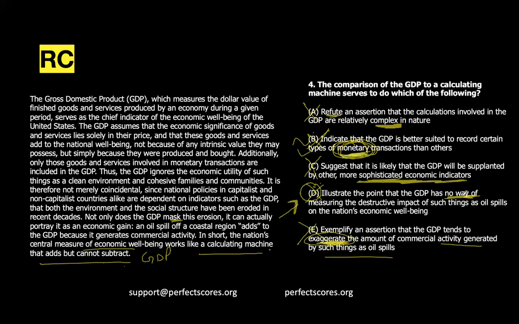So I eliminated D because of "no way of measuring." Do you think we can infer that from the passage? Illustrate the point that GDP has no way. You can't deduce it from the calculations.